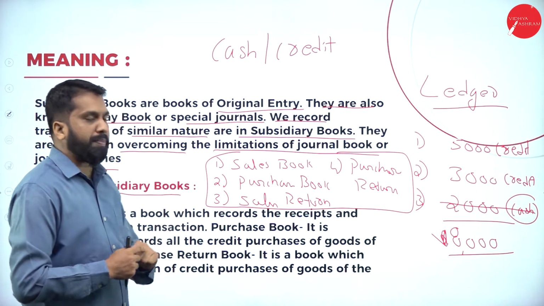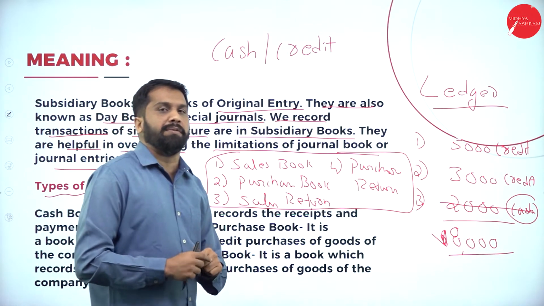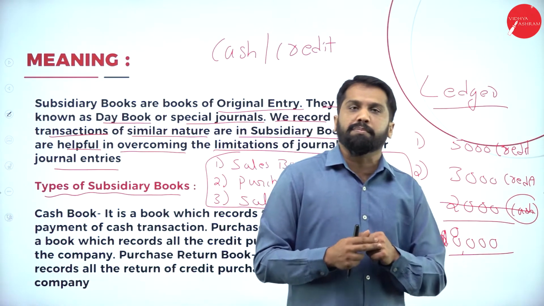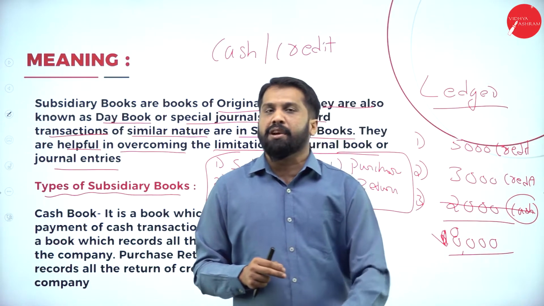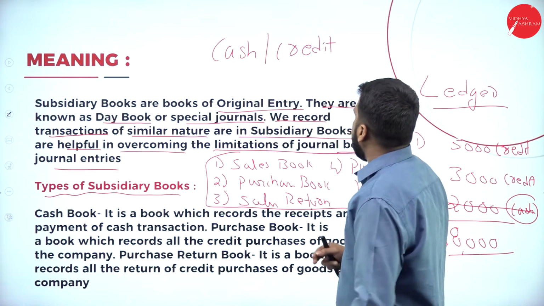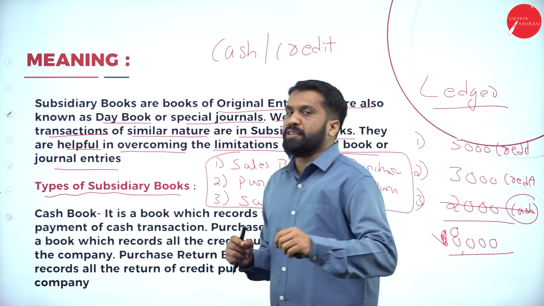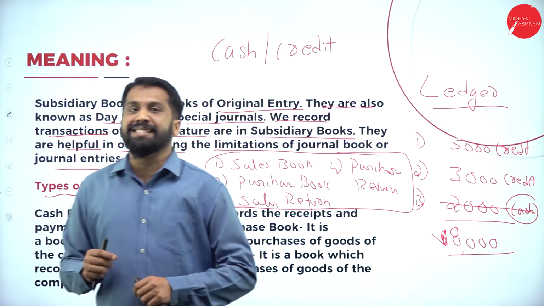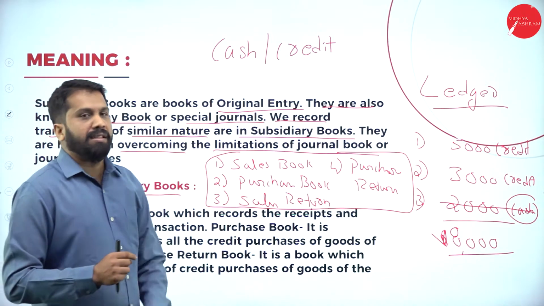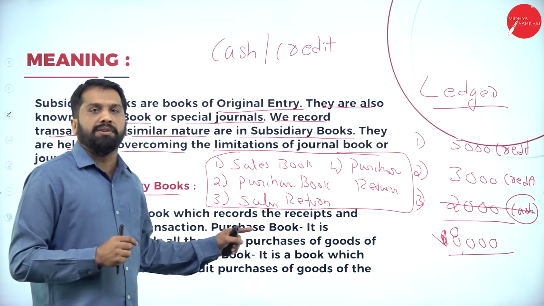So, don't worry about the paragraph. In the paragraph I have given as per your textbook. But as per your syllabus, you are supposed to remember only these 4: your purchase book, sales book, purchase return as well as sales return. Now, these are the things you are supposed to remember.